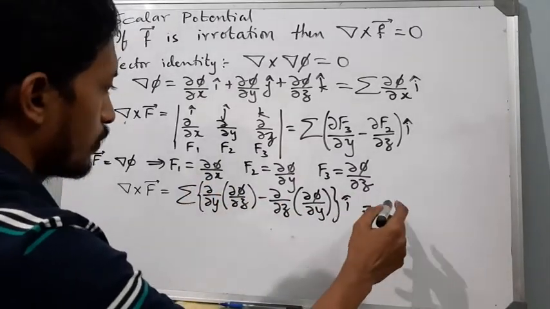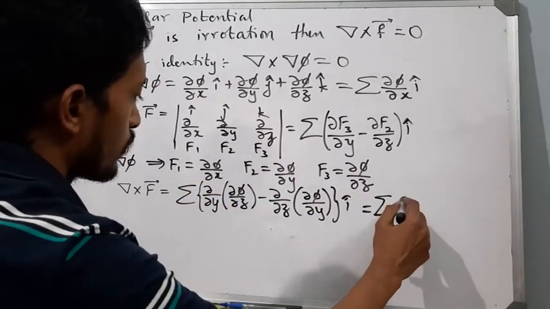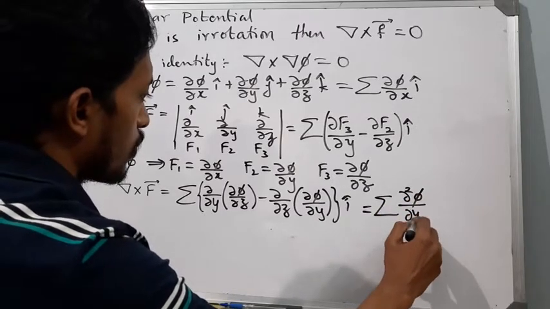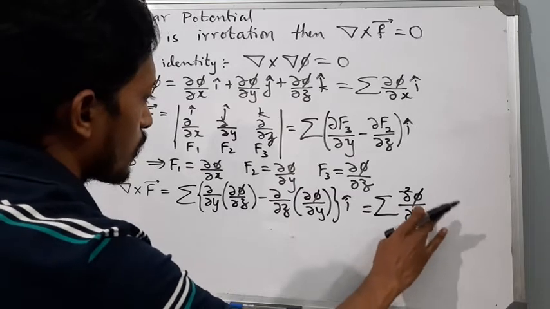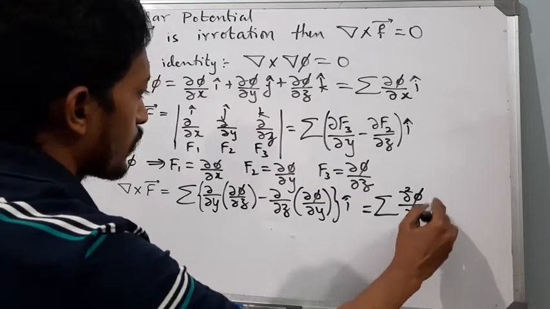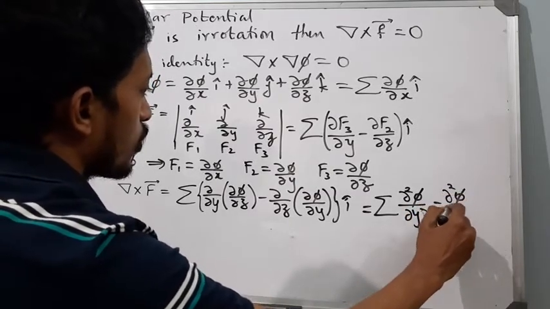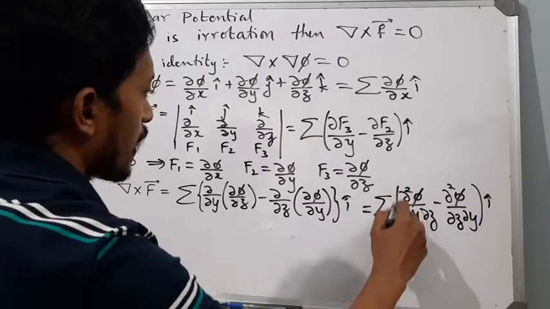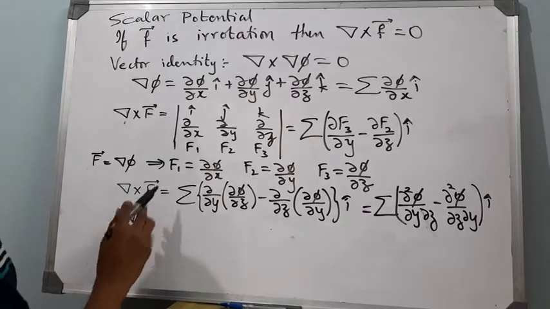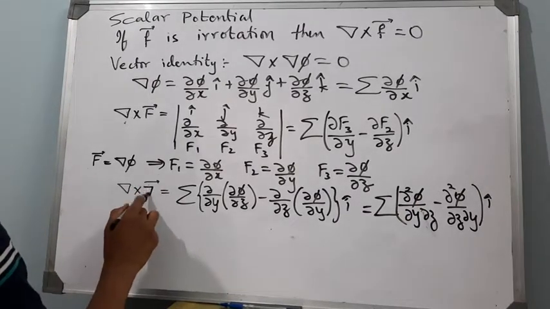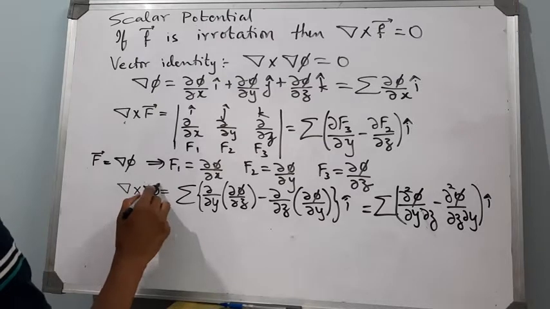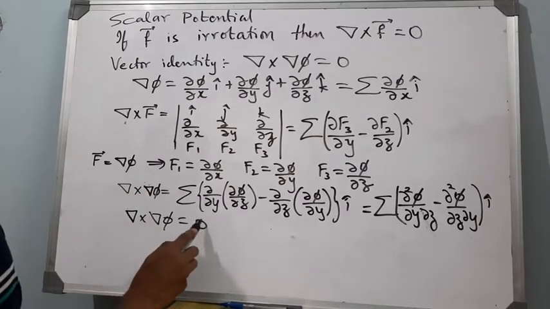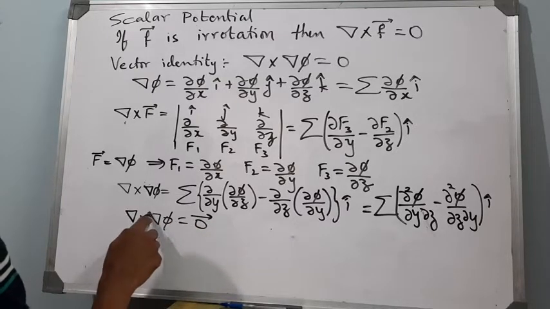Now this will be summation dou squared phi by dou y dou z minus dou squared phi by dou z dou y, i cap. So curl of grad phi equals a zero vector.